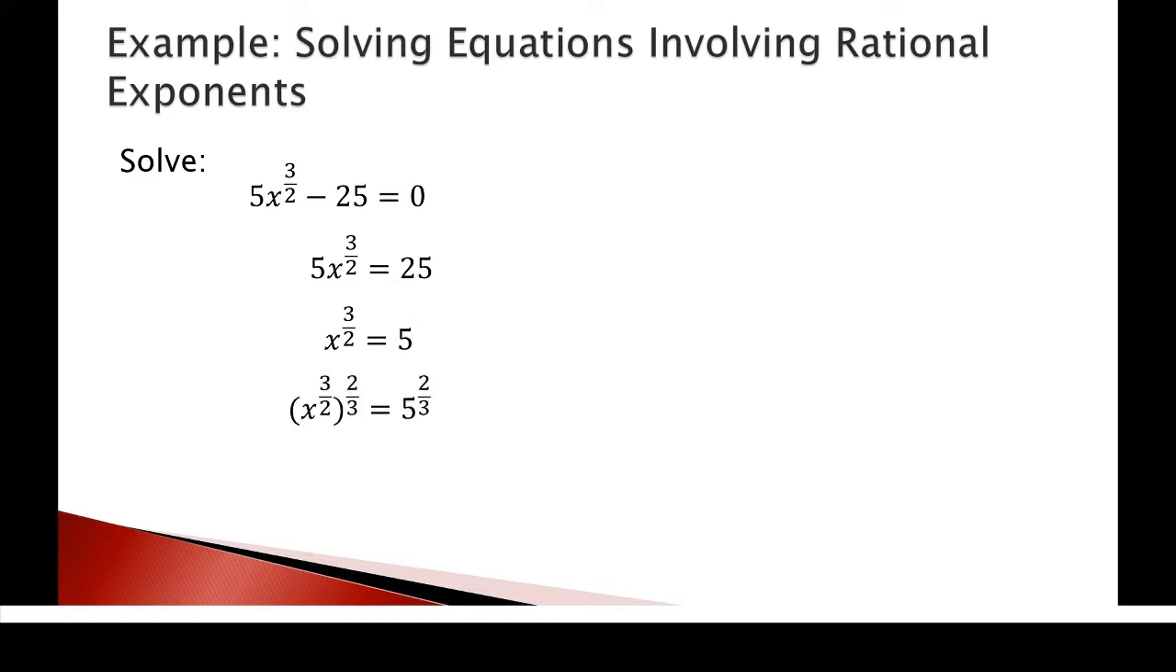Then raise both sides to the power of 2 over 3. Then you will have x is equal to the cubic root of 25. The solution of this equation is the cubic root of 25.